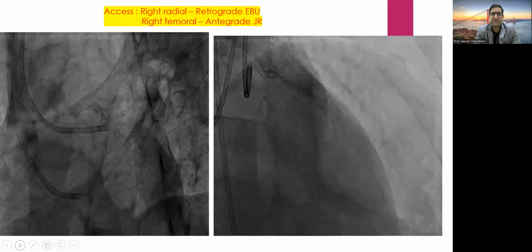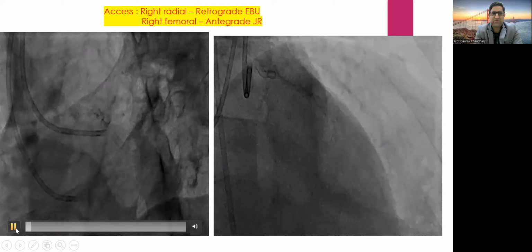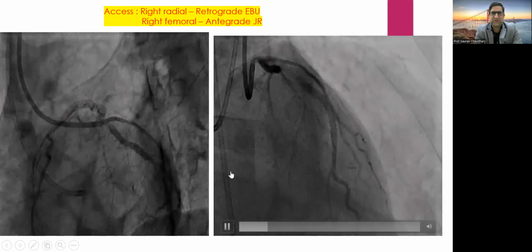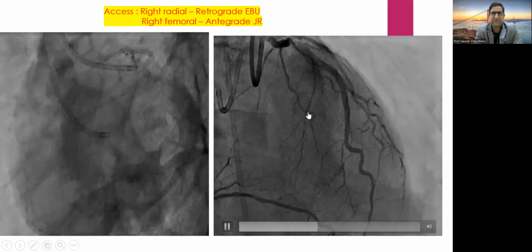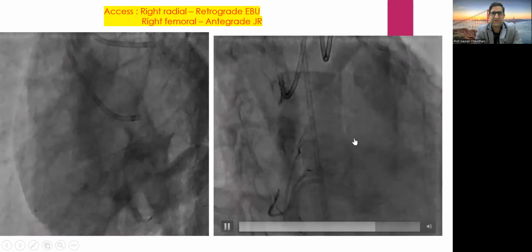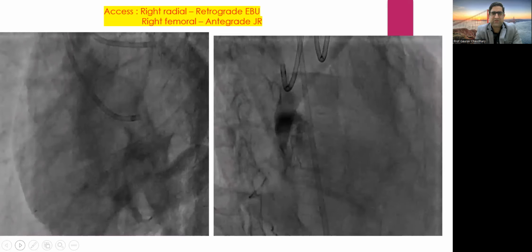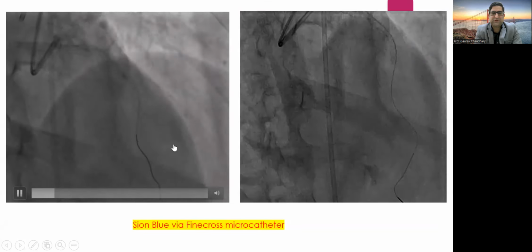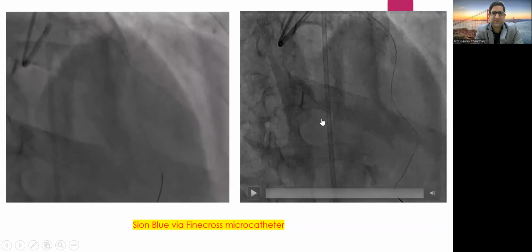Considering the longer segment and the branch at the proximal site, on the next sitting, as usual, retrograde access was taken, and the procedure was planned via the retrograde epicardial collateral. Right radial access was taken, as well as right femoral. From the right femoral, an antegrade JR guide was taken, and from the right radial, an EBU retrograde guide was taken. This was the angiogram. We can see stents in the LAD and circumflex, and a good distal epicardial collateral coming to the mid of the RCA. First of all, a Sion wire was taken over the Fine Cross.